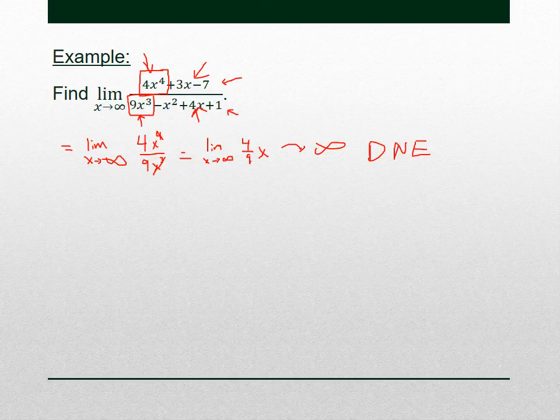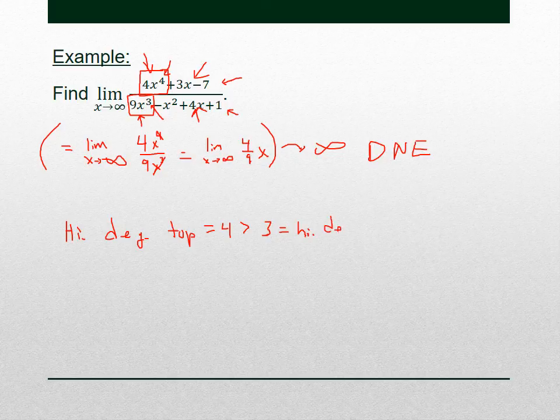However, when using this dominant term property, this step is not necessary, right? If you know this property, then you can just look and see the highest degree in the top is a 4, and the highest degree in the bottom is a 3. So since 4 is greater than 3, this limit's not going to exist. So here's how you would show the work for that. You would just say that the highest degree in the top is 4, and that's greater than 3, which is the highest degree in the bottom.